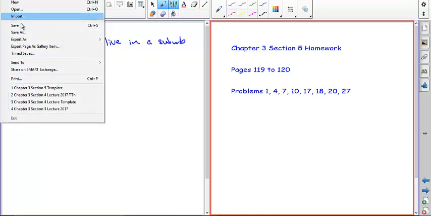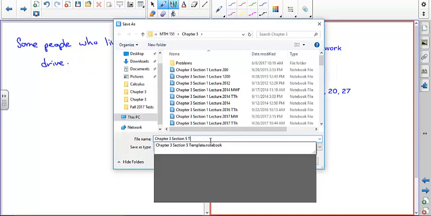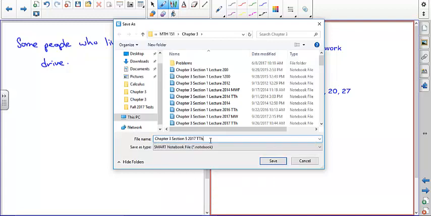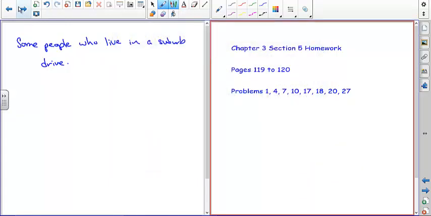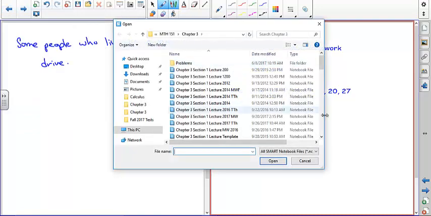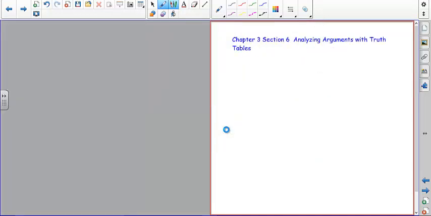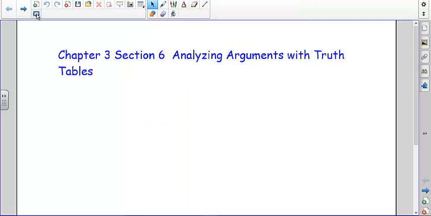But so, let me save that. So this is 2017 Tuesday, Thursday. Okay, so we're going on to section 6. You're like, man, you're covering a lot of stuff today, but don't worry. It'll be okay. You'll survive. Okay, so what we're going to do is we're going to analyze arguments with truth tables instead. This has more general applicability.